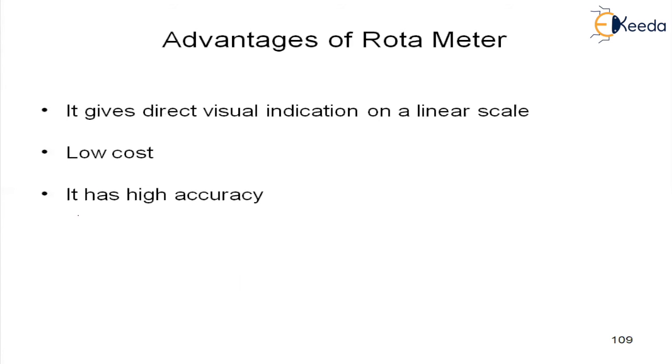The first main advantage of this rotameter is that it gives a visual indication on a linear scale. The float moves from up to down, and there is a linear scale, so you get a visual indication. The cost is less, and it has very good accuracy compared to the other flow meters.